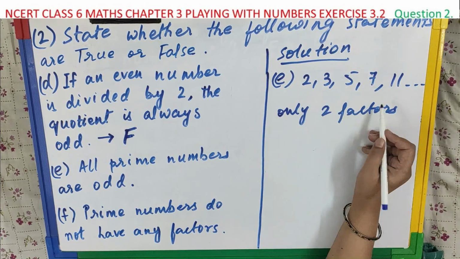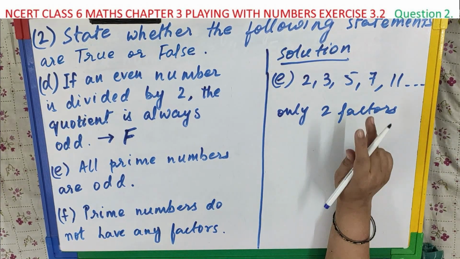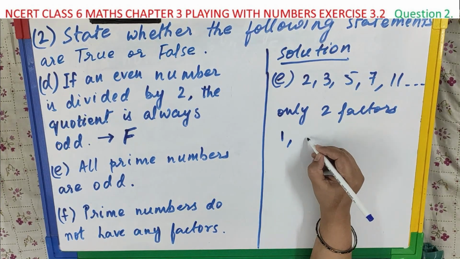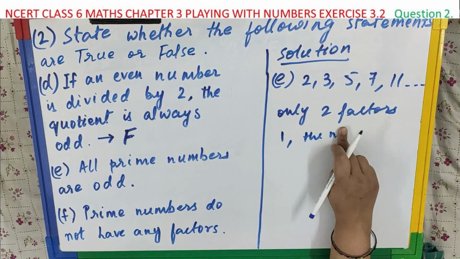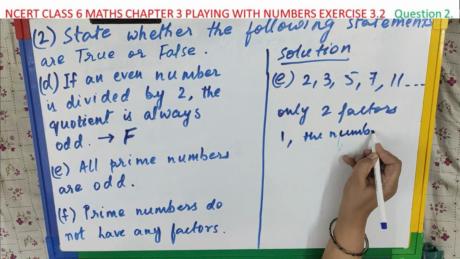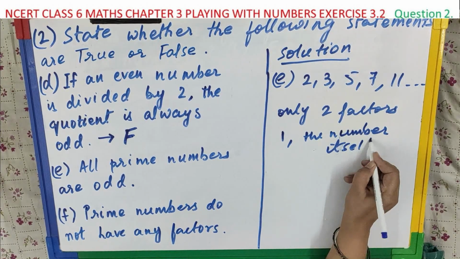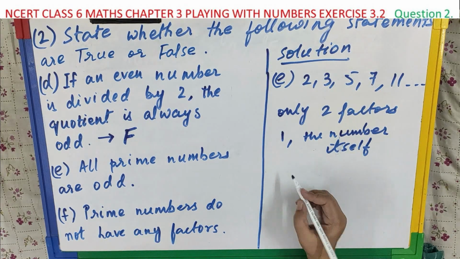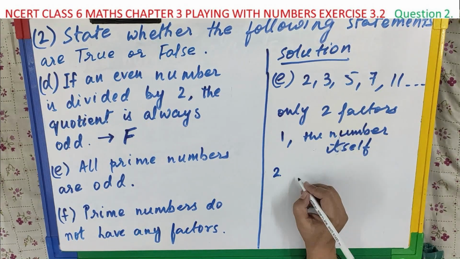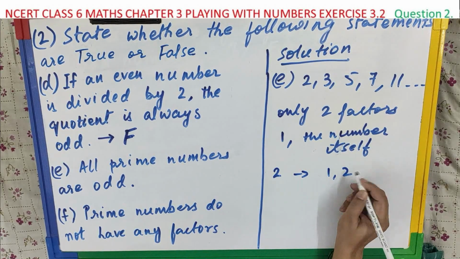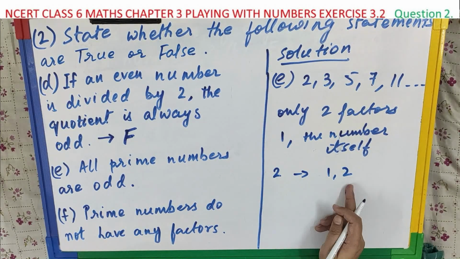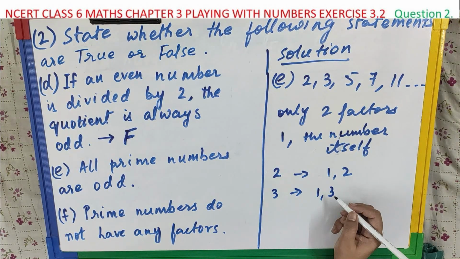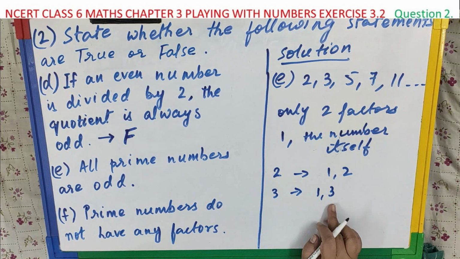All the prime numbers have only 2 factors. Those factors are 1 and the number itself, which means prime numbers are divided by only 1 and the number itself. See, 2. What are the factors of 2? The factors of 2 are 1 and 2, because it is only divisible by 1 and 2. 3 is also divisible by 1 and 3, so it has only 2 factors.